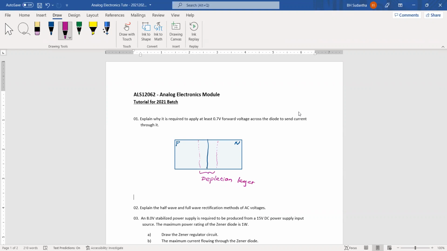Okay, here we have the depletion layer. Then we have positive charges here, and negative charges, in the N-type region. Because of that, here we have a potential barrier. Because of that, normally current doesn't go.